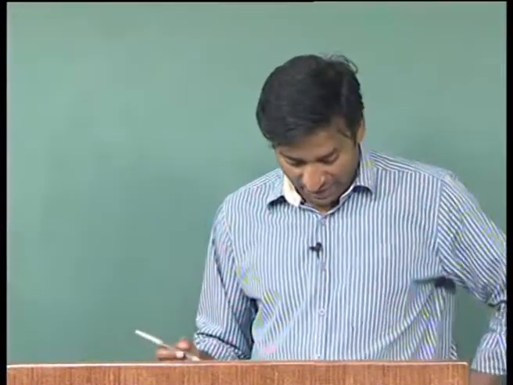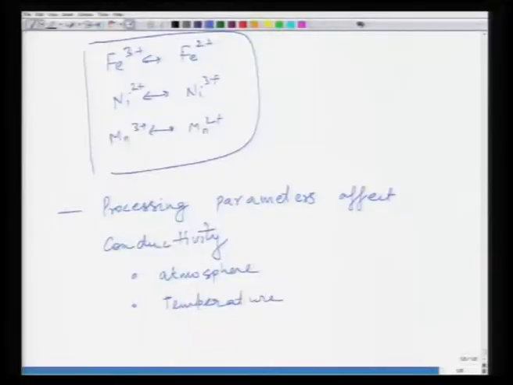So, essentially you can control, for instance, if you use an atmosphere which allows the reduction of Fe3 plus to Fe2 plus, or if you use an atmosphere which promotes the oxidation of Fe2 plus to Fe3 plus, then you can control the resistivity of these materials. So, for instance, in case of nickel zinc ferrite, let us say the composition is NiZnFe2 plus delta O4 minus x.